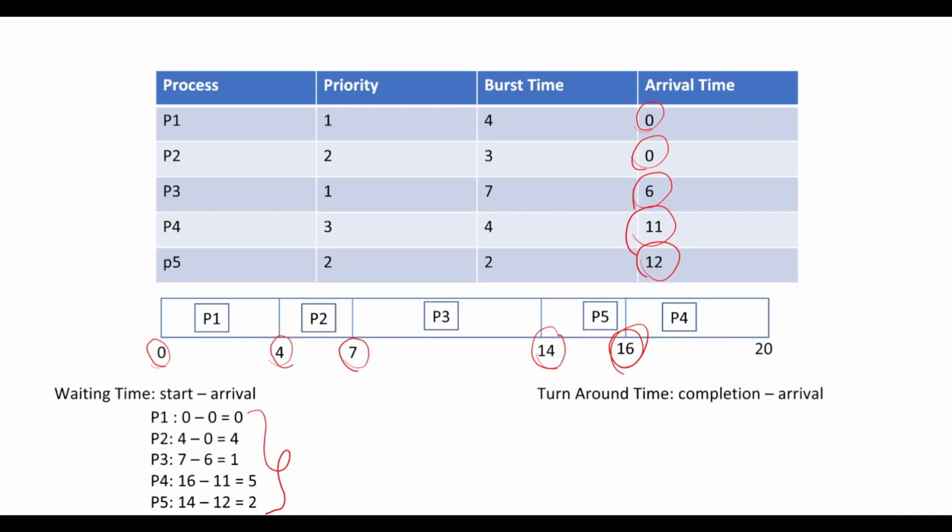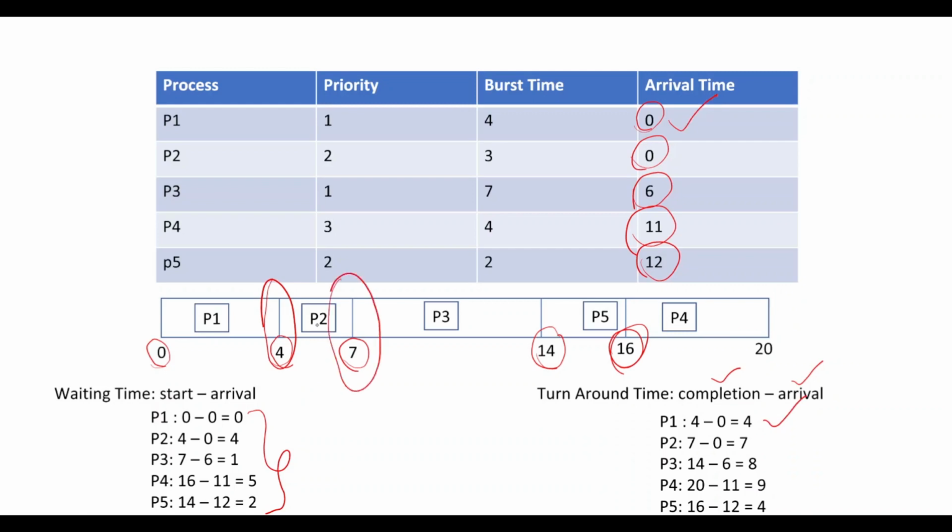Now, how will the turnaround time be calculated? Turnaround time formula is completion time minus arrival time. So you can see here, how can we calculate the completion time? For P1, you can see P1 completion time is 4 seconds. So 4 minus 0. So you got 4. You can see P2 completion time is 7. 7 minus 0 is 7.